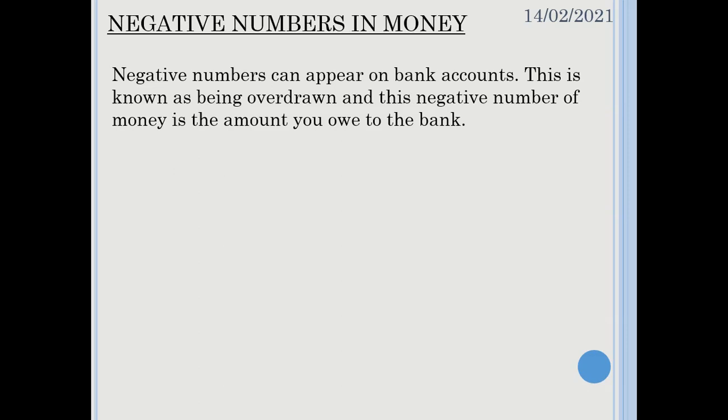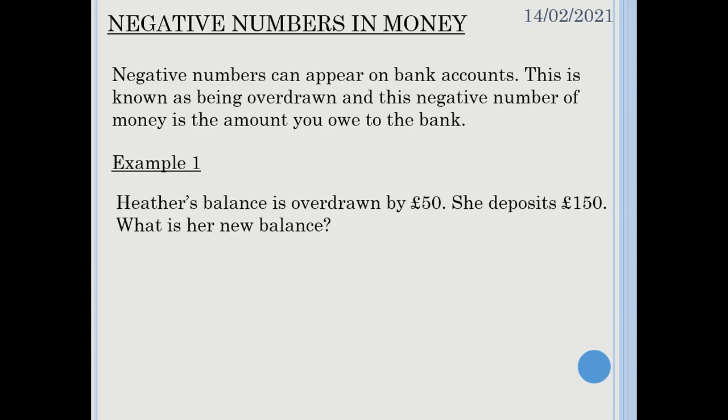Another very, very common place that we see negative numbers is in bank accounts. You'll have seen bank accounts before. This is known as being overdrawn, and this negative number of money is the amount that you would owe to the bank. So let's look at an example with that.